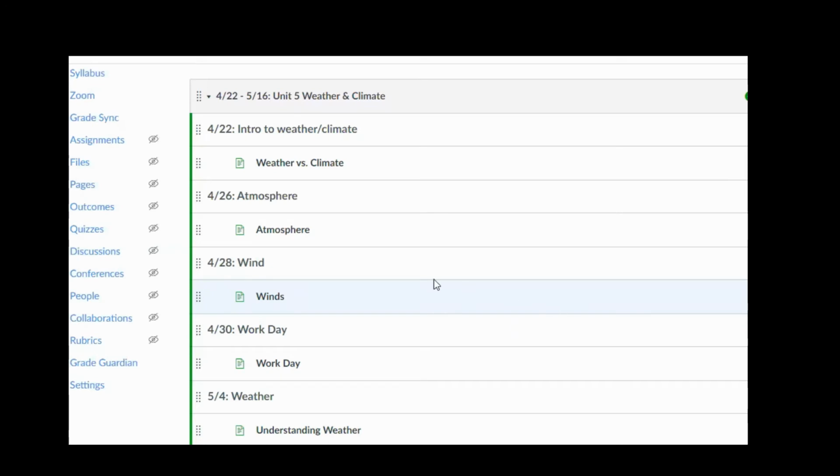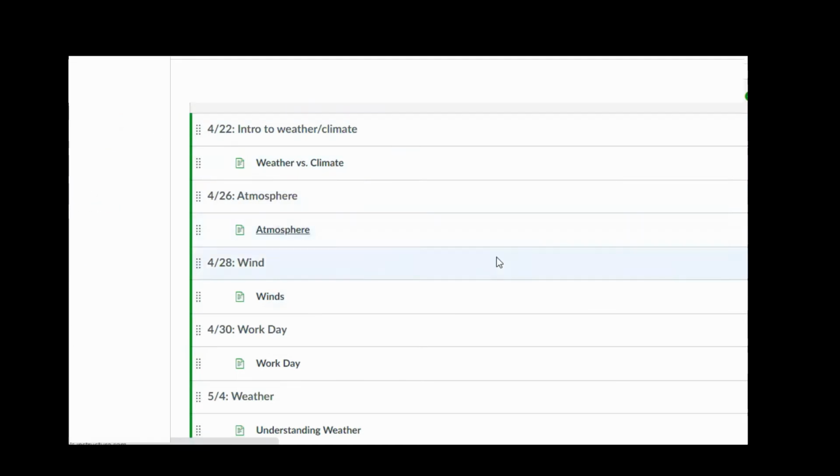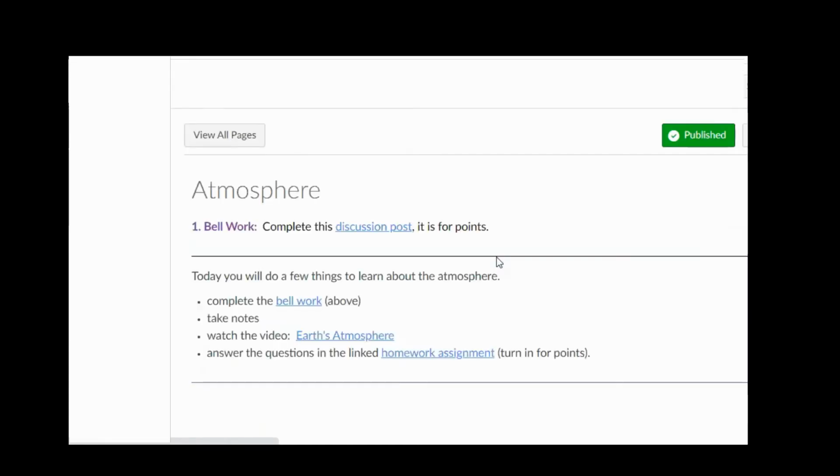We're going to take a look at today's lesson on atmosphere. This is going to be a little bit longer of a lesson, but we will get there. So go ahead and go into the weather and climate module, come down to today's date, click on atmosphere, and there's a couple of things you're going to do today.